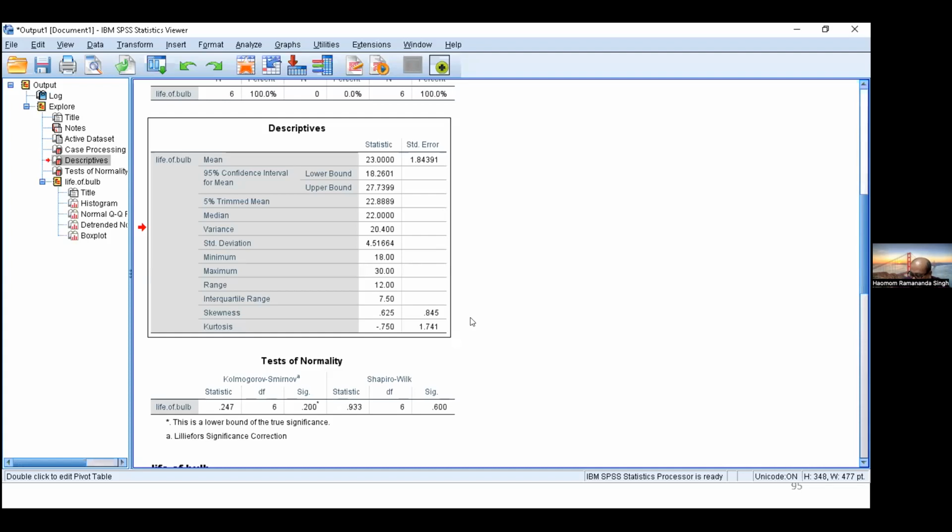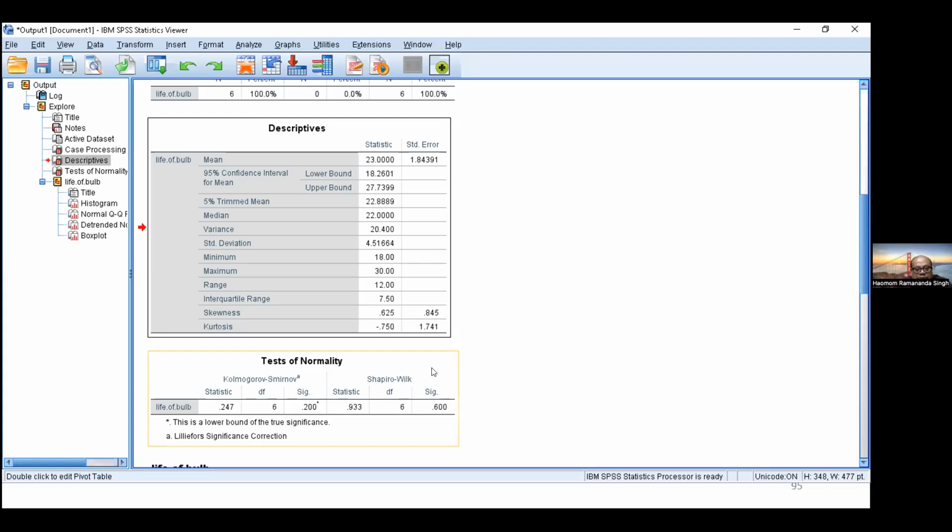Now these two values lie between plus and minus 1.96. This 0.739 lies between plus minus 1.96, and then minus 0.431 also lies between plus minus 1.96. They lie in the range from minus 1.96 to plus 1.96. So your data is normal.